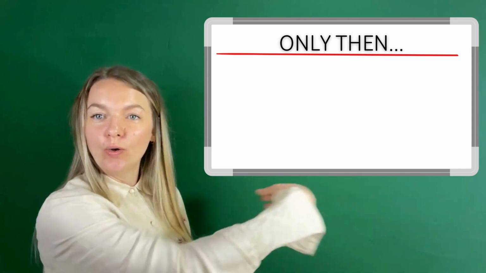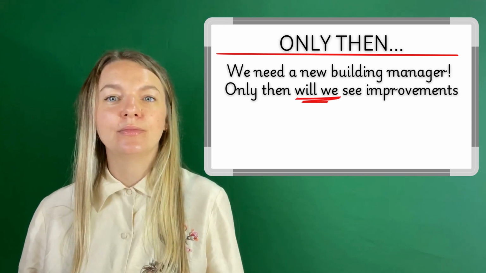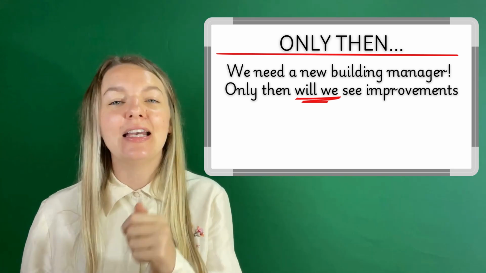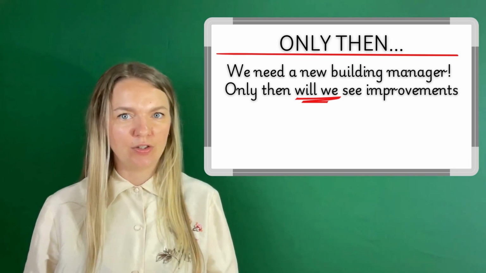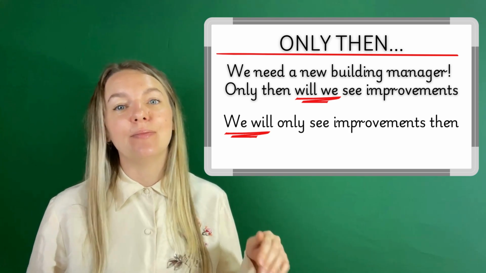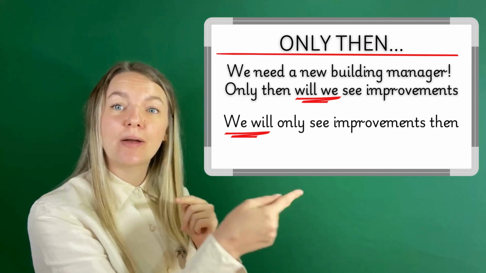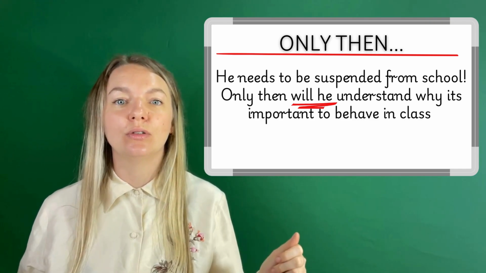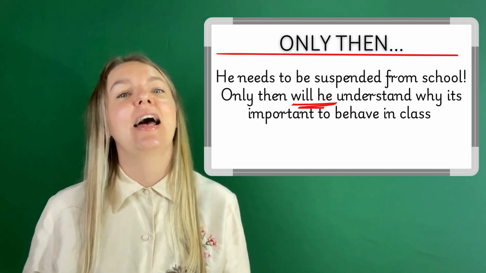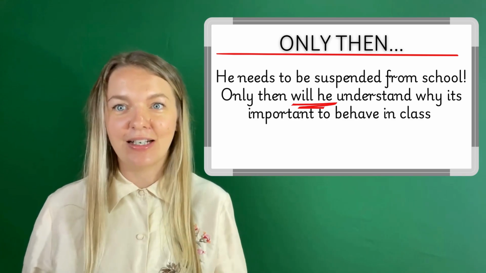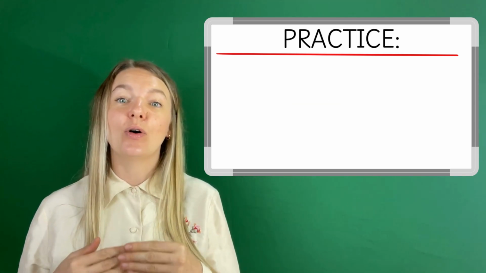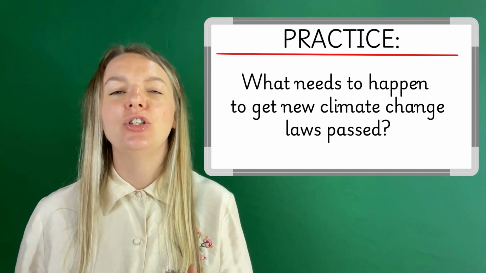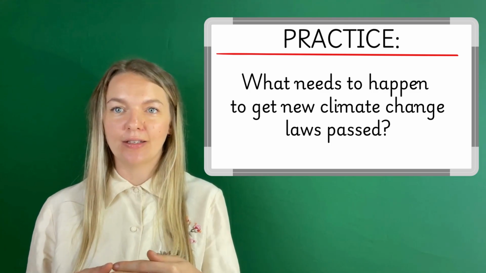Example 2. Only then. For example, we need a new building manager. Only then will we see improvements. The normal sentence structure here would be, we will only see improvements then. Notice the switch between the subject and the verb. He needs to be suspended from school. Only then will he understand why it's important to behave in class. Here's your practice question. What needs to happen to get new climate change laws passed?